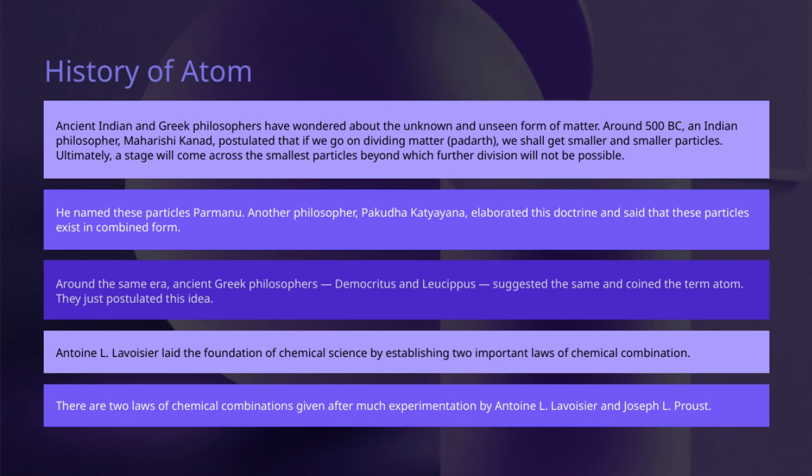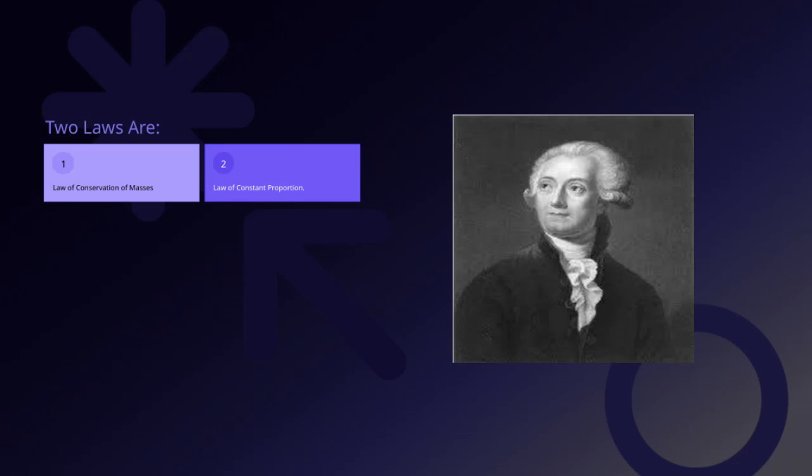This concept of the smallest particles, or the ultimate indivisible units of matter, is what we now recognize as the foundation of atomic theory. It's fascinating to see how these early ideas laid the groundwork for modern chemistry and atomic science. Now let's take a closer look at the two fundamental laws that help us understand how matter behaves.